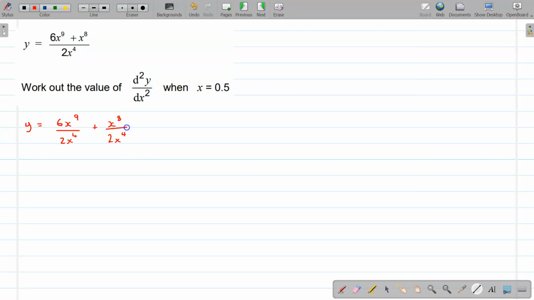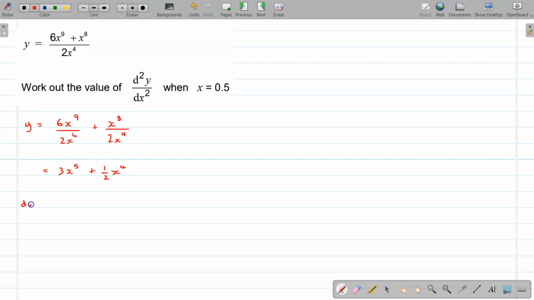And so the next step would be to simplify both of those, and that would give me, well, the 6 over 2 will give me 3, and it would be 3x to the 5, and then it would be plus a half of x to the 4. Now you can differentiate it.